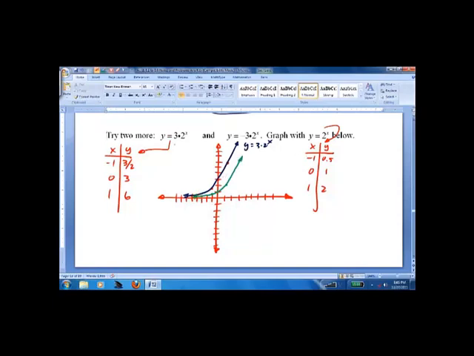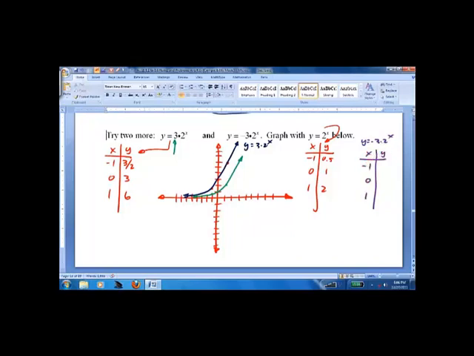So when we put this coefficient out front, it just makes it, we call it stretching it vertically. It just makes it kind of move up at a faster rate. And then this one, we'll do all in purple. Y equals -3 times 2 to the x. The negative makes it flip down, but we'll find out.